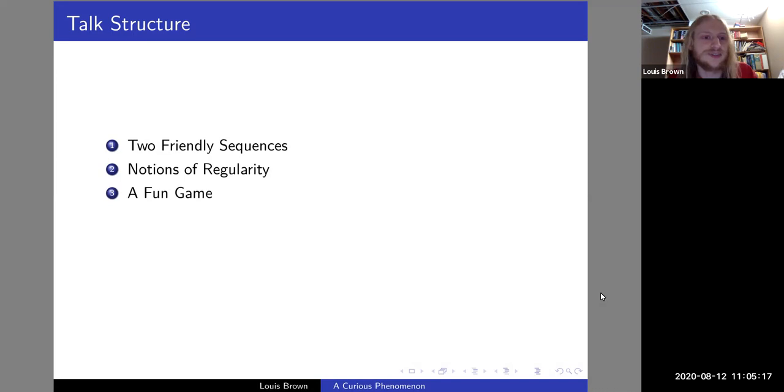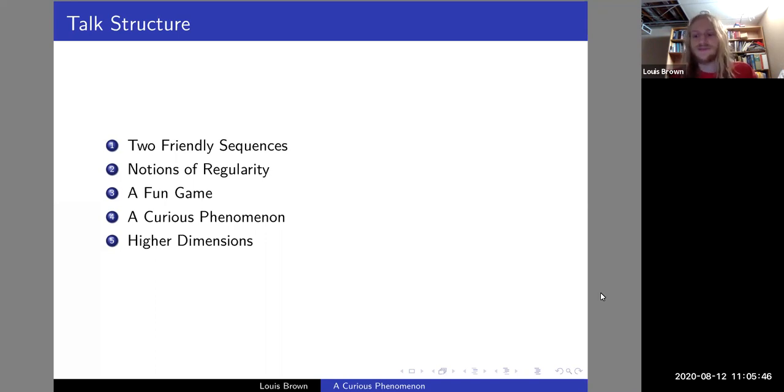Then I'm going to introduce a fun game we can play to create sequences. Then I'm going to describe the curious phenomena that occur with these sequences and try to look a little bit about why those are happening. And finally, I'm going to look at generalizations to higher dimensional spaces. What can we still make work there? What kind of results do we get? And what changes?